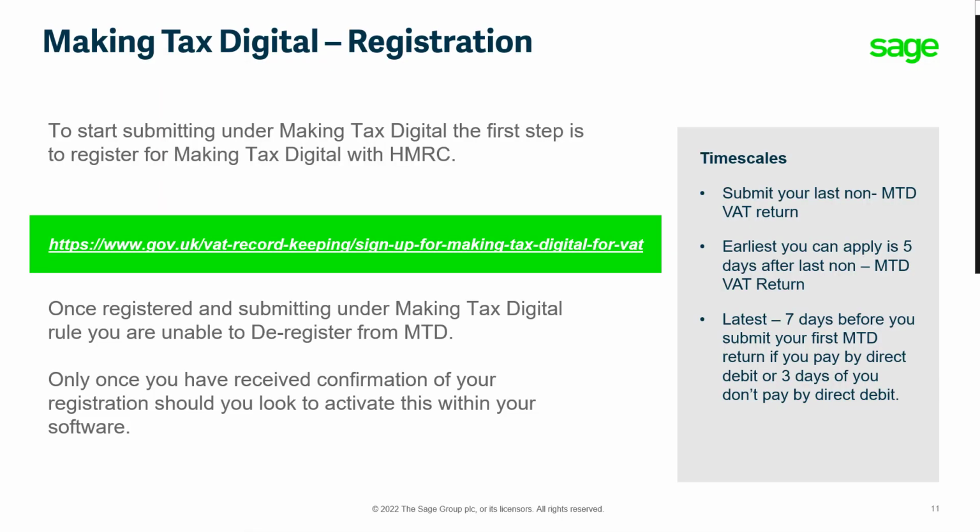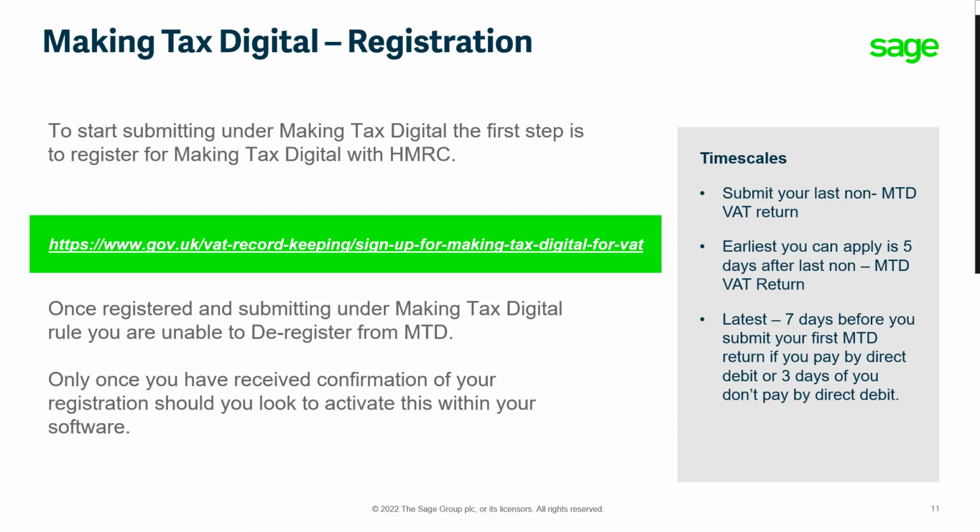In order to submit to HMRC under Making Tax Digital, you first need to register for MTD with HMRC. It is important that you complete this registration at the correct time. This is to ensure that you're registered in time for your compulsory submissions and also to ensure payments are successful and you don't end up paying twice. First, you'll need to complete your final non-Making Tax Digital VAT return. Then you'll need to wait at least 5 days before registering for Making Tax Digital, but don't leave this until you have less than 7 days left for your next return.